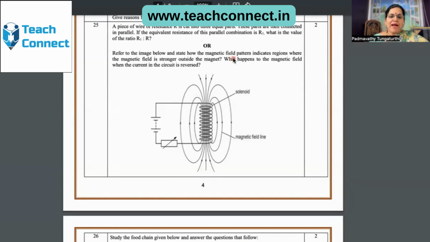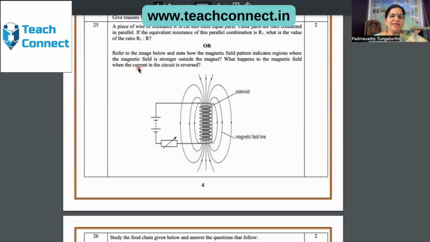How does the magnetic field pattern indicate regions where the magnetic field is stronger outside the bar magnet? How is the strength? Where the lines are closer, the strength of the magnet is higher. If the strength of the magnet is lower, it indicates that there is a lot of space between these lines. The magnetic field strength diminishes as it moves away from the magnet, right?